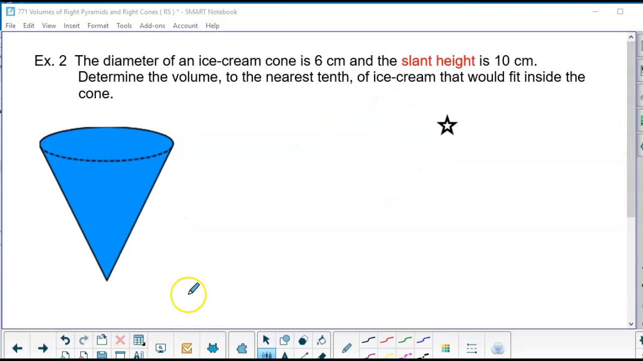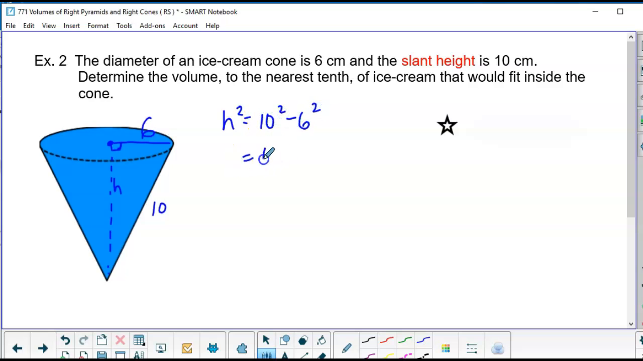The diameter of an ice cream cone is 6 centimeters and the slant height is 10. So the diameter is 6, that means the radius here is 3. Slant height is 10. It's the slanted height. So if we want to find the volume, we actually have to calculate this height here that meets at 90 degrees to the radius. So we're going to need to use the Pythagorean theorem. So h squared is the height. So that's going to be 10 squared minus 6 squared.